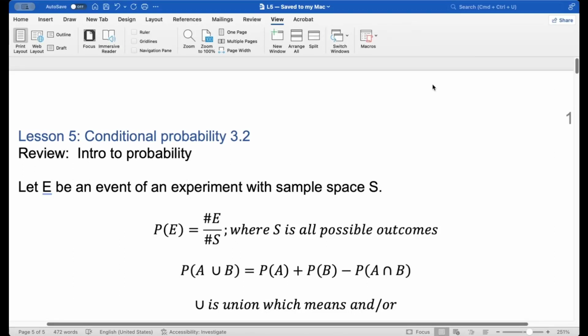Hello, this is lesson 5 on conditional probability, section 3.2. We will start off with a brief review of some of the intro to probability material from the previous lesson.